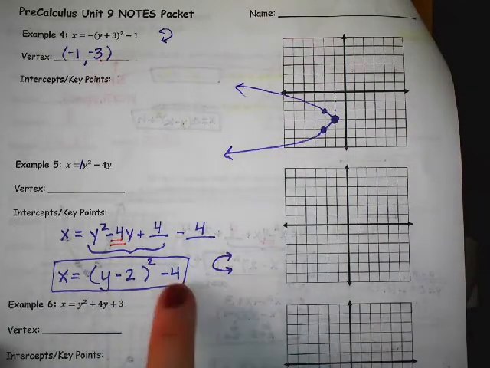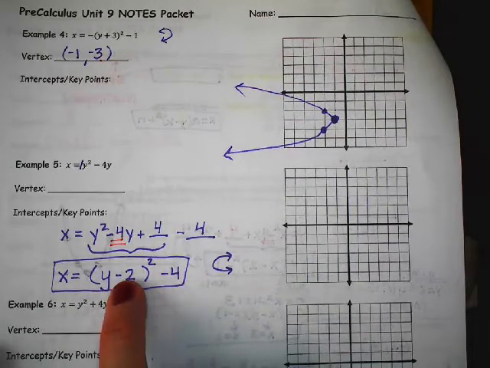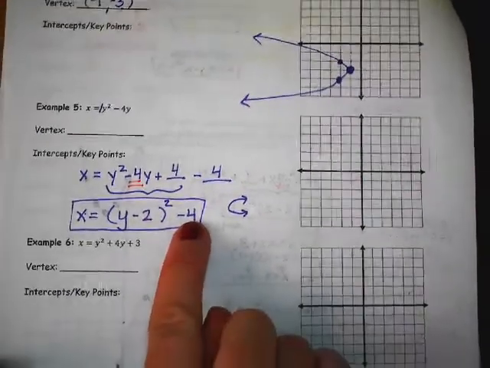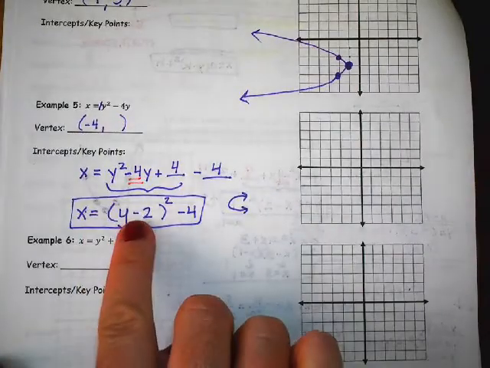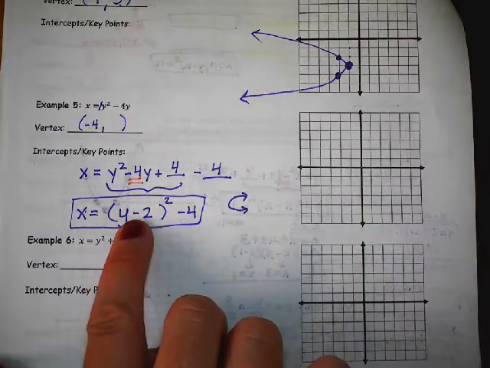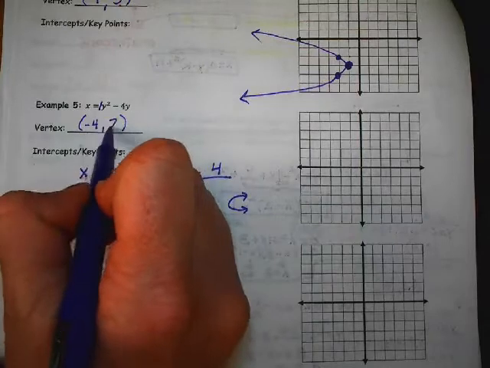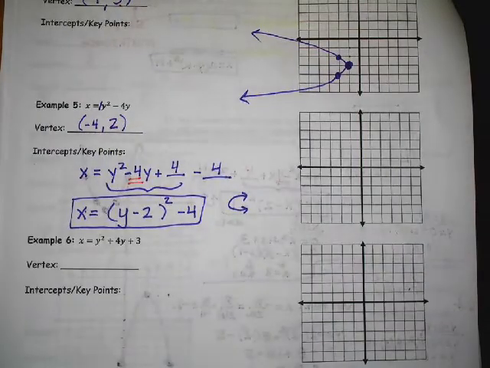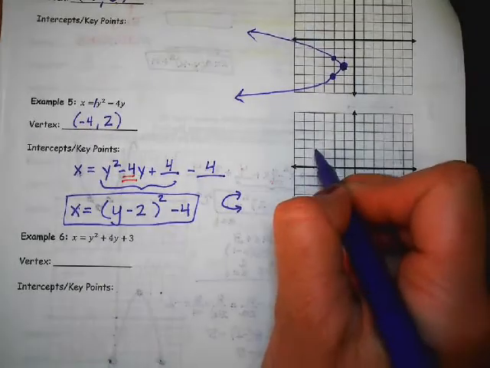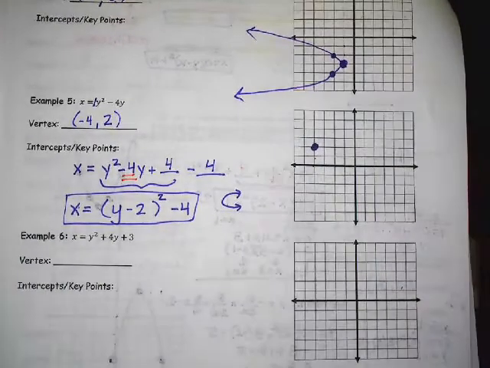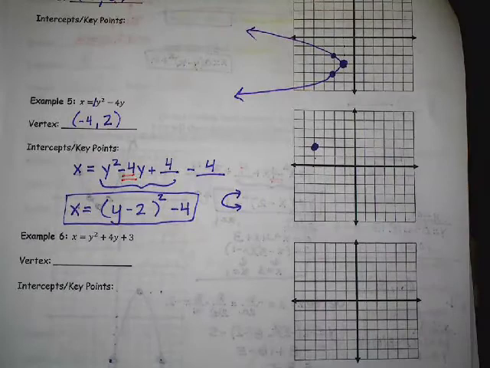All right, my vertex, h, comma k. So my h is -4. My k is the opposite of what's in parentheses. Remember, we always take the opposite if something's in parentheses. So -4, comma, +2. Let's plot it. -4, +2. There's my vertex. And then my parabola is going to open to the right.